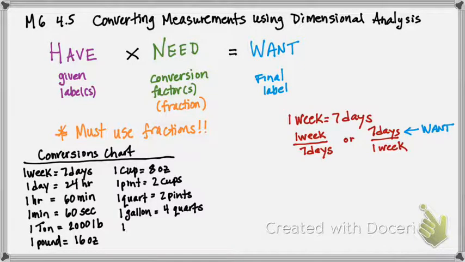1 yard is equal to 3 feet. 1 mile is equal to 5,280 feet. Okay.